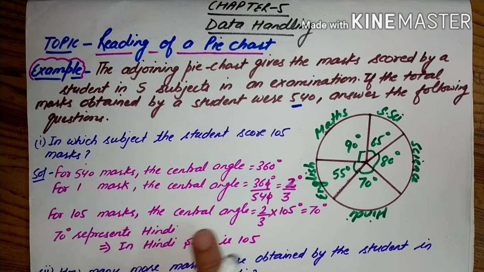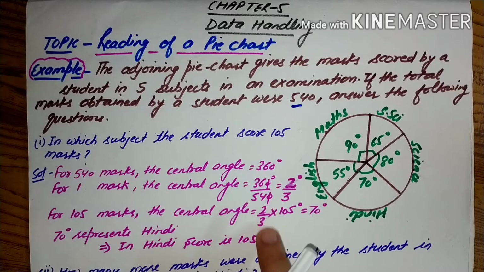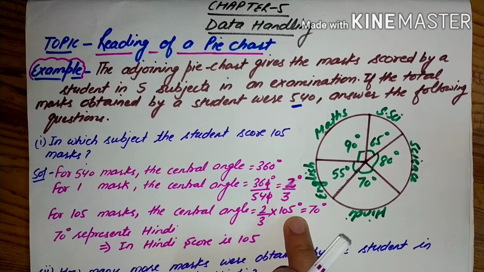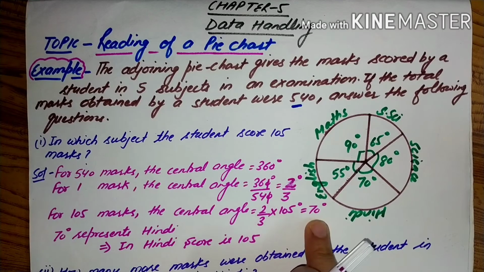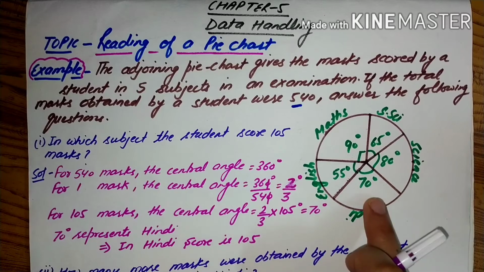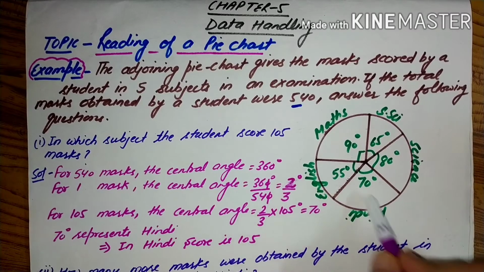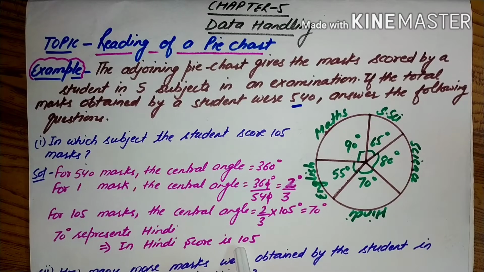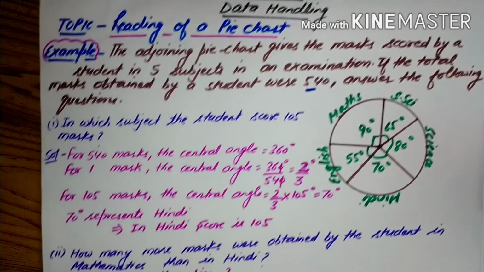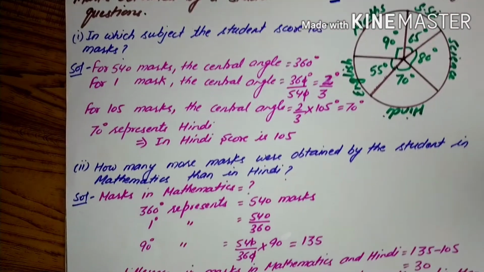For 105 marks, the central angle is 2 upon 3 into 105 degree, that is equals to 70 degree on solving. So now we will check 70 degree in the pie chart represent which subject. You can see 70 degree is representing Hindi subject. So therefore in Hindi, student score is 105. So this was about the first part. Now let us solve the second part.